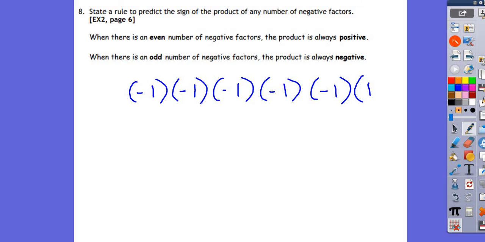What happens when I add this? No, wait. How many negative numbers are listed? 1, 2, 3, 4, 5. I tried to trick you up and I did. So 5, so is it positive or negative? Negative. 5 is odd. If I threw a negative here, then it makes it positive.